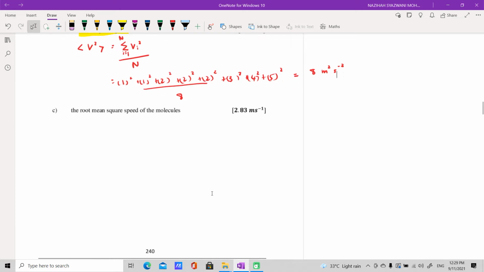Okay, so next would be find the root mean square speed of the molecule. Okay, most important part is you need to know what is the symbol of root mean square speed. So the root mean square speed is VRMS, and the formula is you just square root the mean square speed. Okay, so that will be root of v square. Okay, so square root of 8 would be 2.83 meters per second. So that is the root mean square speed of the molecule. So that is how you do question number 1 for exercise 2.